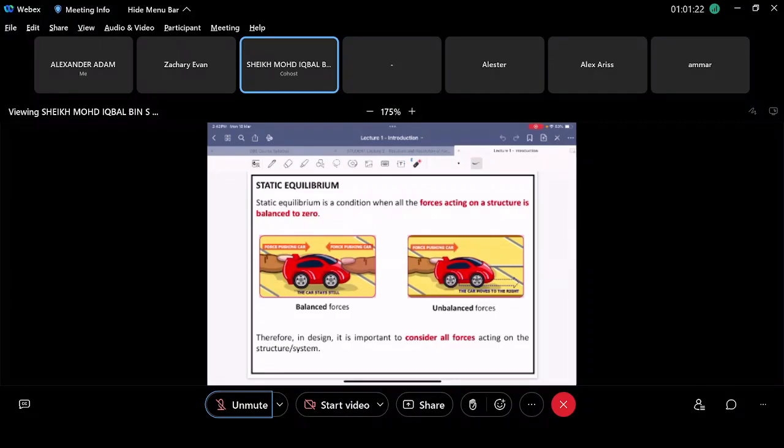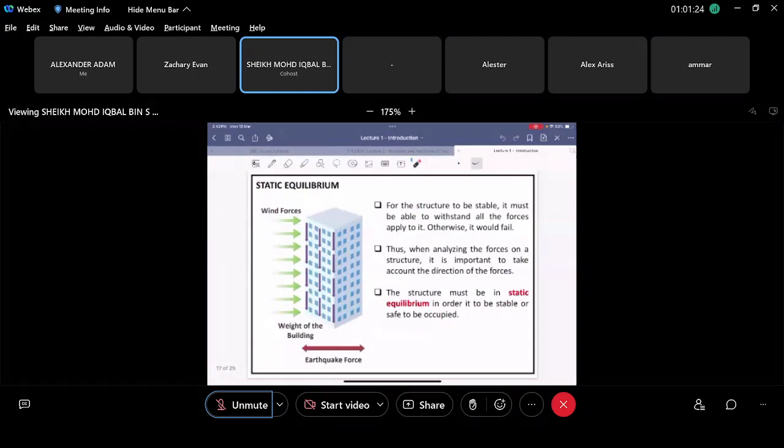right? So this is an example of a building. You have applied forces here of wind, and then you have earthquake forces here, and then you have the weight of the building going downwards because of gravity, right? So this building is not in static equilibrium. Of course, it's going to move, right?